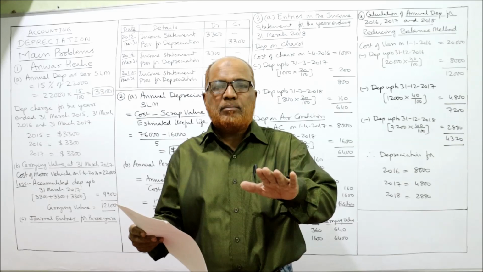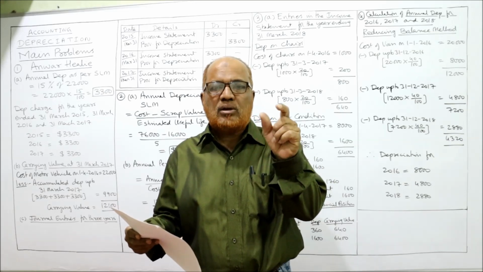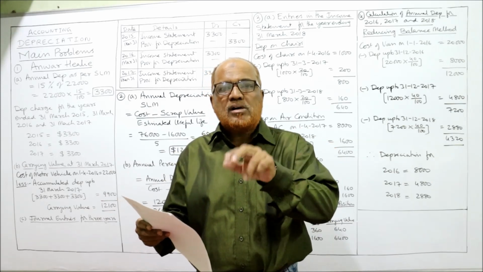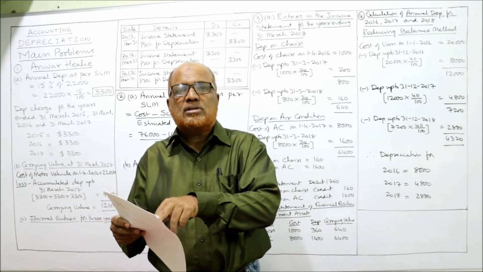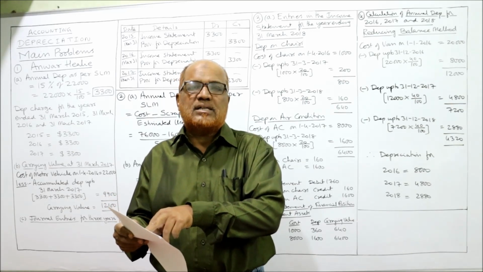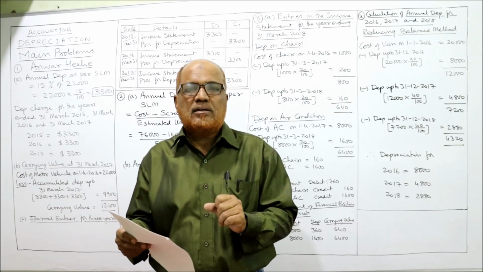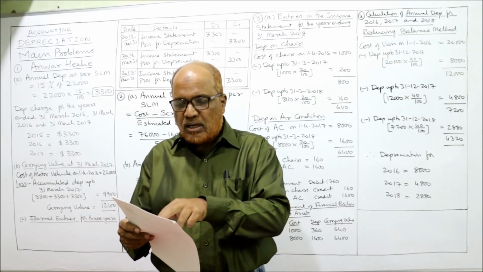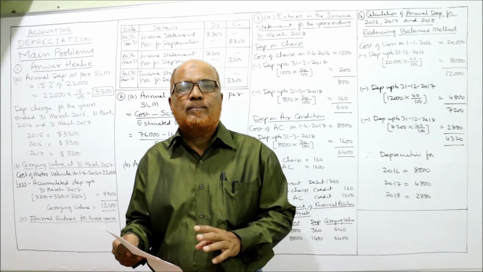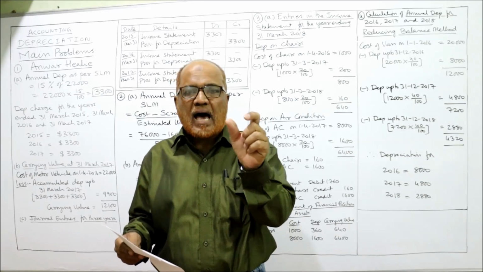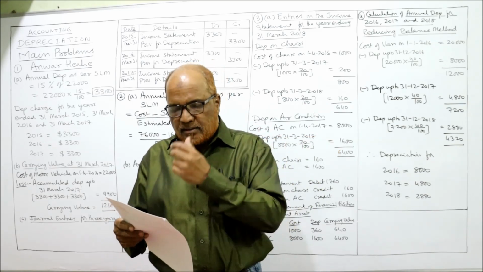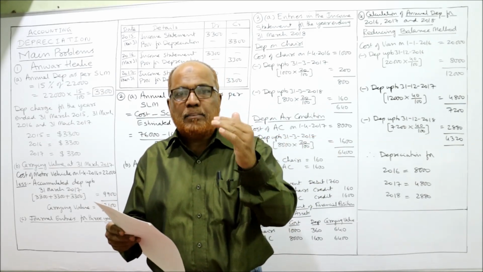In straight line method, the annual depreciation will remain constant, same every year. So what is the cost of the vehicle? 22,000. And what is the rate of depreciation? 15%, 15 by 100. So 22,000 into 15 by 100, you will get 3,300. So 3,300 is the annual depreciation and it will remain constant every year. Then calculate, 3 bits are asked, A, B, C.